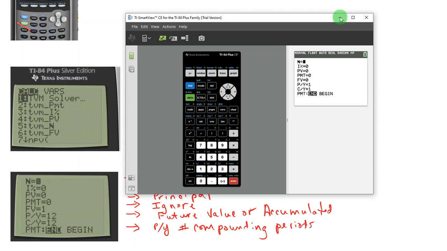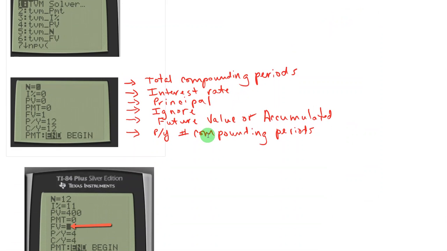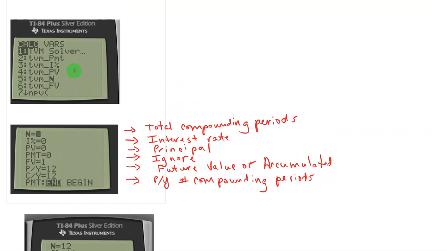So let me minimize that. I've put what everything stands for here. N is the total compounding periods. That means if you're compounding quarterly for 5 years, that's 4 times a year for 5 years, so your big N would be 20. So it's total compounding periods. I%, you do not have to put that in decimal. You just put the number for the interest rate.